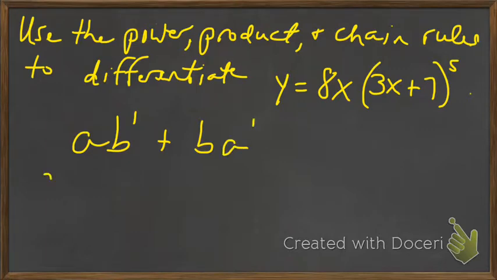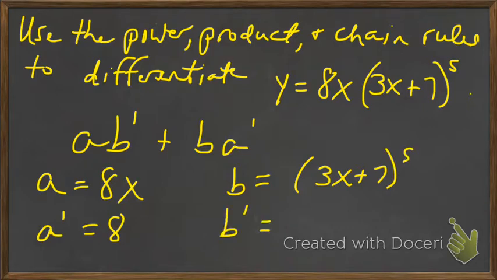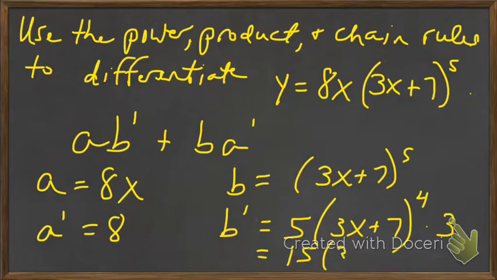It's helpful to go ahead and say that a is the first factor, 8x. Then the derivative of a would be just 8. That b is going to be this (3x + 7) to the 5th power. And the derivative of b, here's where the chain rule comes in. We take that power, put it out front as a coefficient, leave whatever's inside, drop the power, but then differentiate the inside. And the derivative of 3x is just 3.